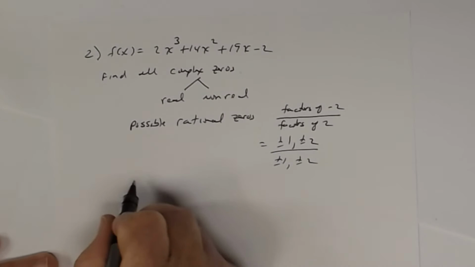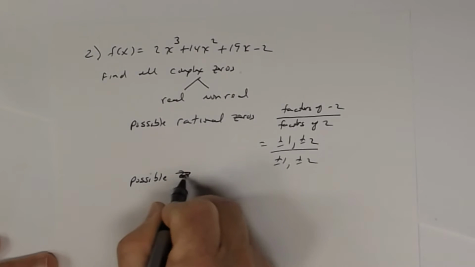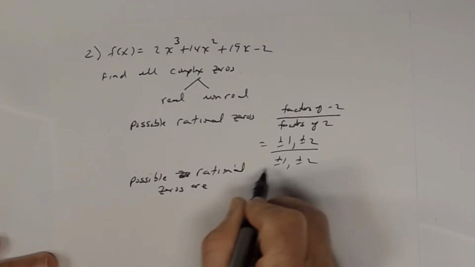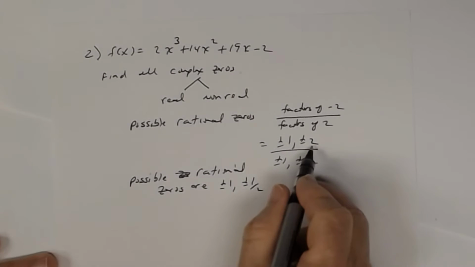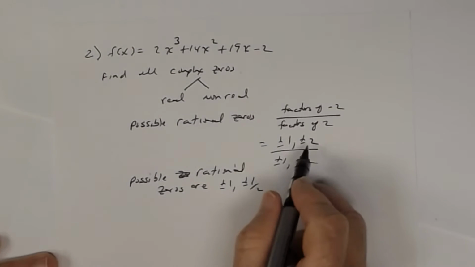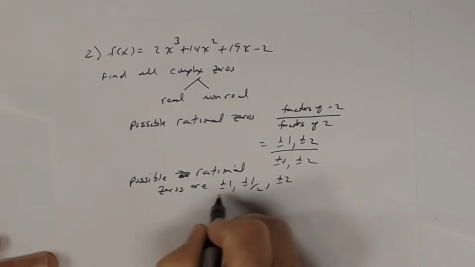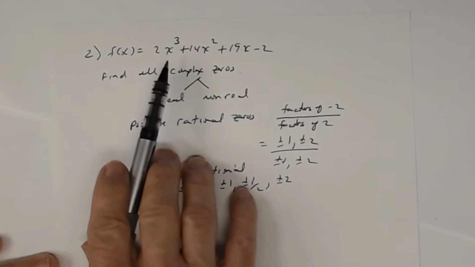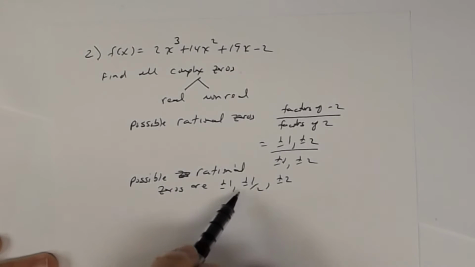Then we rewrite this in lowest terms. So the possible rational zeros are 1 divided by 1 is 1, 1 divided by 2 is 1/2. So plus or minus 1, plus or minus 1/2. 2 divided by 1 is 2. 2 divided by 2 is 1, which we already have. So these are your possible rational zeros in lowest terms. The Rational Zero Theorem says that if this function has any rational zeros, it will be listed here.